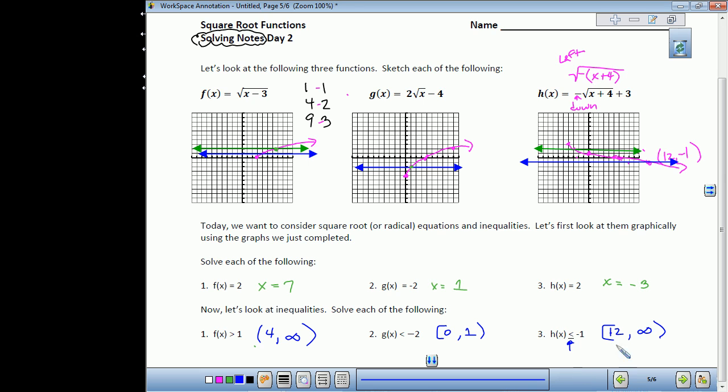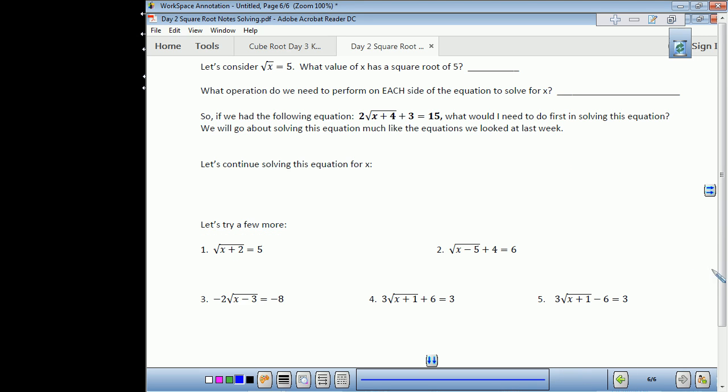Questions? All right. Okay, so if we consider this function without a graph, so now let's think in terms of there's no graph. The square root of x equals 5. What value of x has the square root of 5? What am I taking the square root of? 25. So what operation do we need to perform to each side of that equation to solve for x? How do we undo a square root? Square it. So we're going to square both sides.